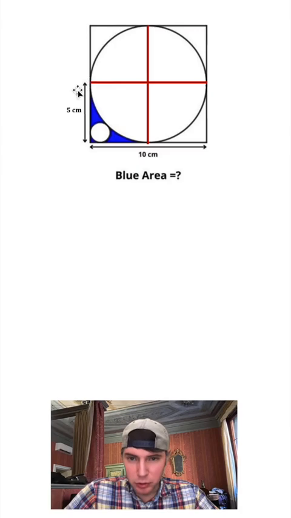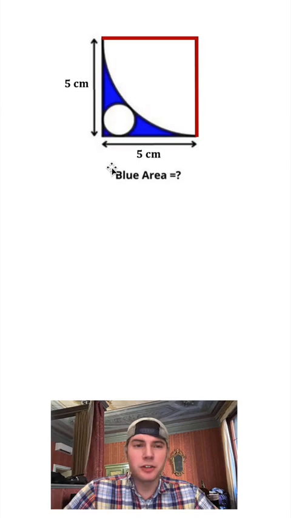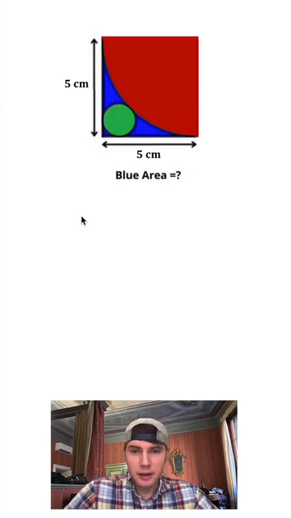Looking at this, the blue region is only in this lower left quadrant. So I'm going to focus on the lower quadrant. This down here will also be 5 centimeters. Let's zoom in on this quadrant. Let's color this quarter circle red and this other circle green.